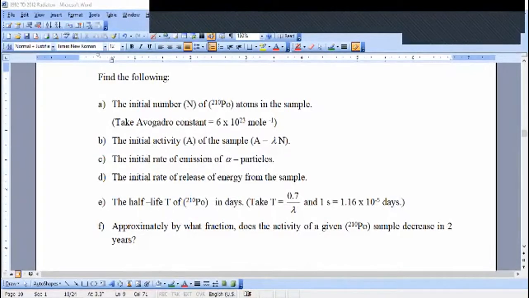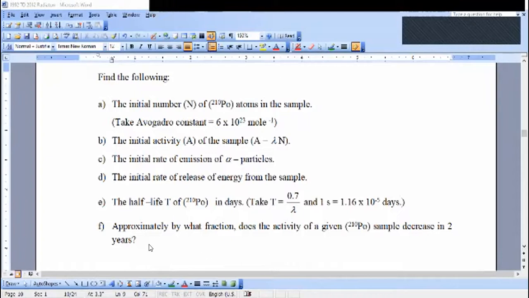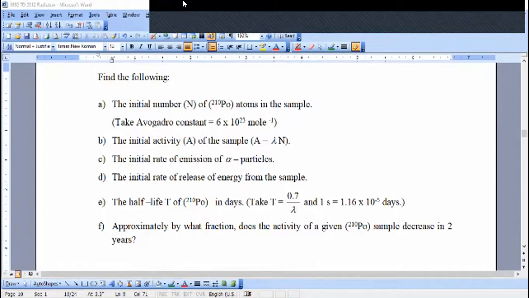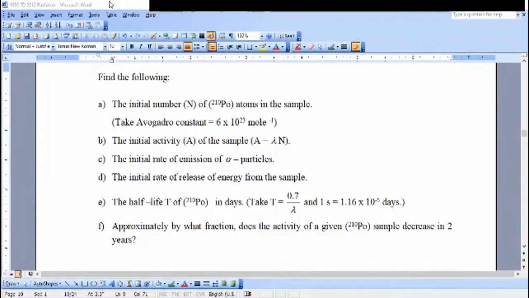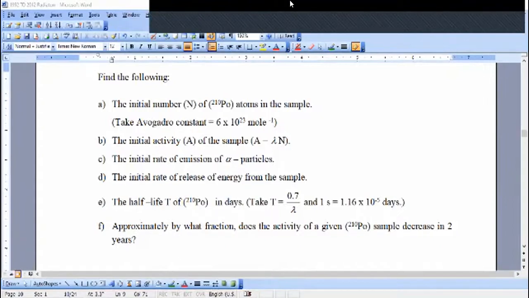Somebody unmute the mic and read the question. Do not waste the time. Quickly read the question. Approximately by what fraction does the activity of a given polonium sample decrease in 2 years?